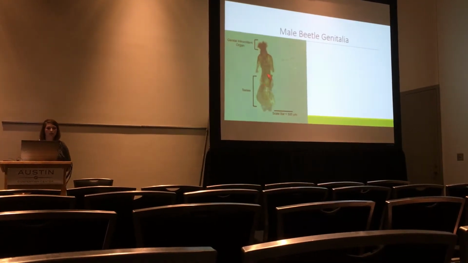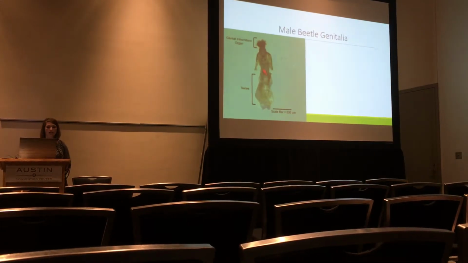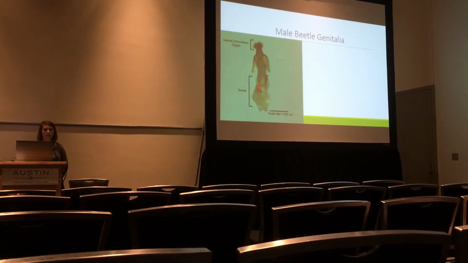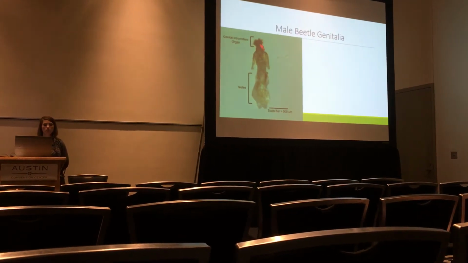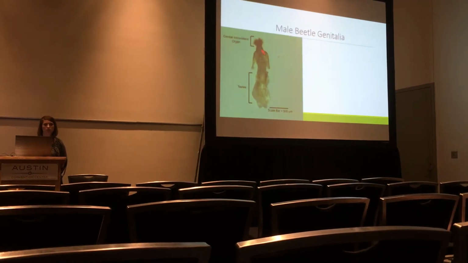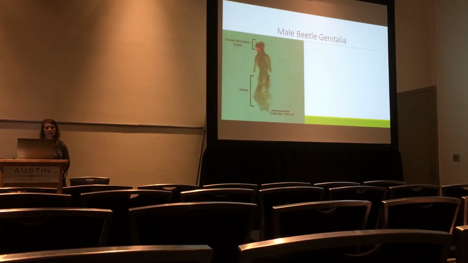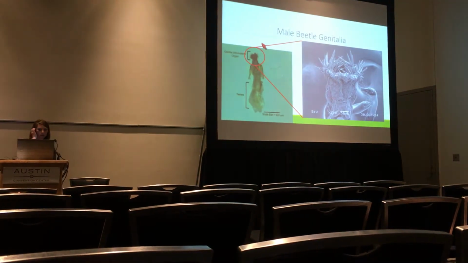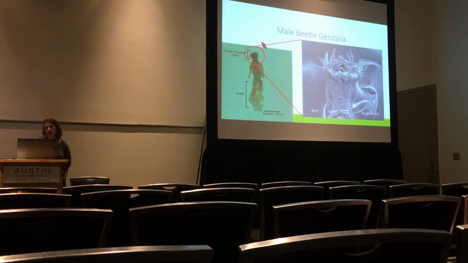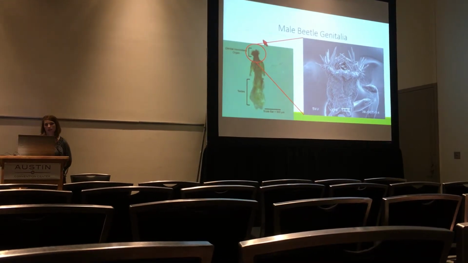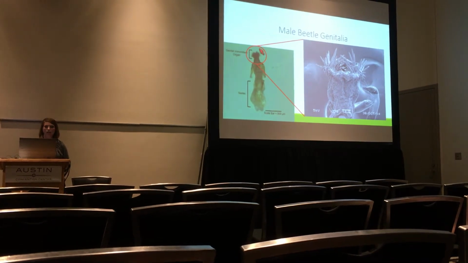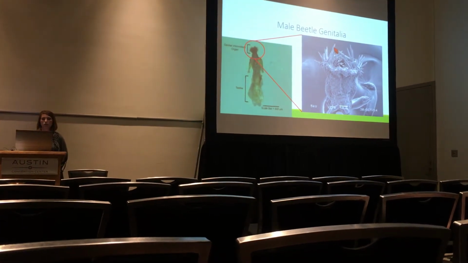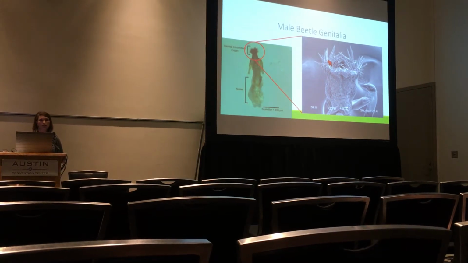The testes are here and internal, so this has been extracted from the beetle. Then the genital intromittent organ, which is external, has these spikes on the end. So we did electron microscopy, SEM, on the very end of this intromittent organ and measured spike length over the course of several generations.